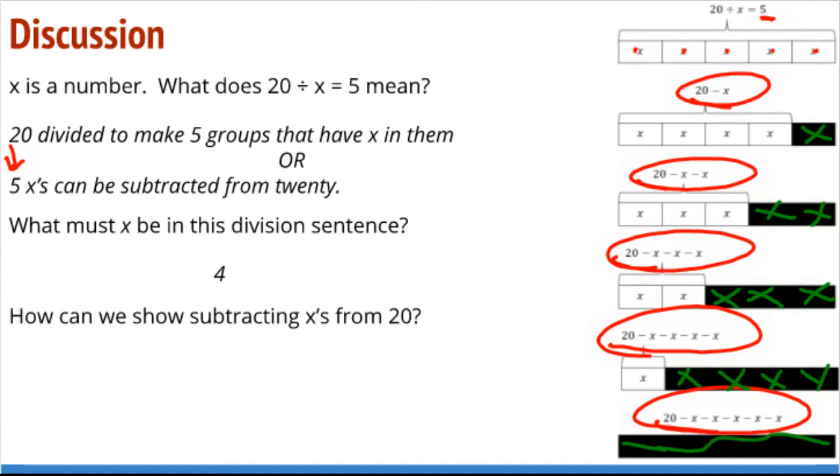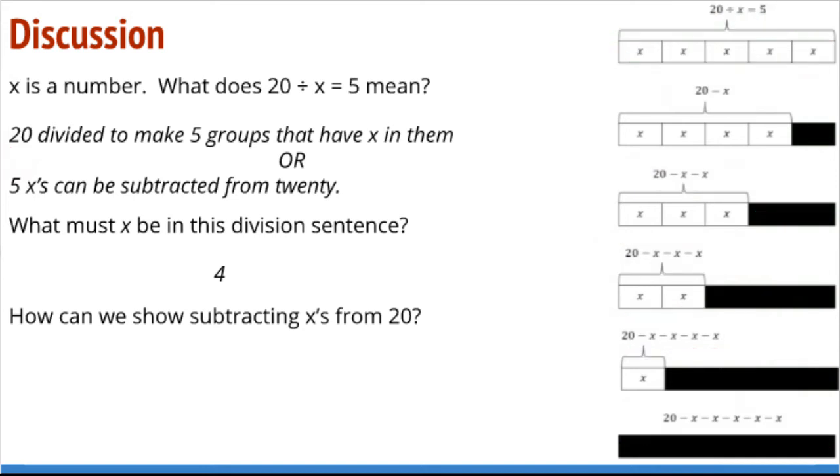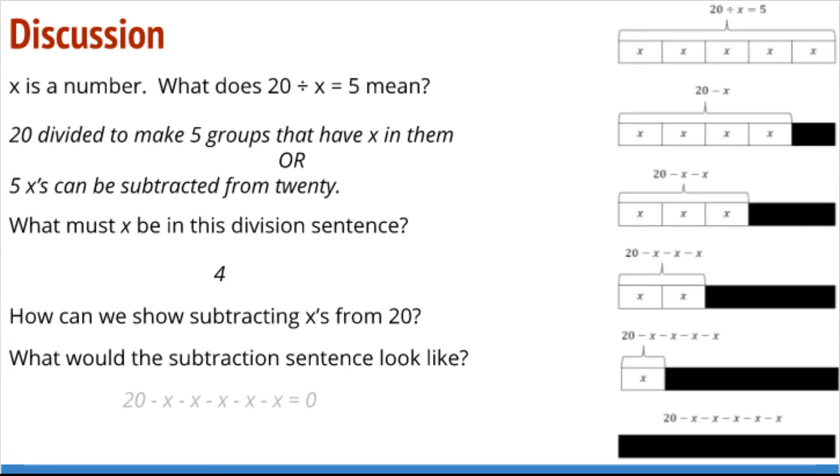And down here at the end, there are no x's left. So we have 20, and we're going to take x away 5 times, which is why there are 5 x's here, because we're taking them away 5 times. And the subtraction sentence? Well, here it is. 20, and we've taken the x's away 5 times.